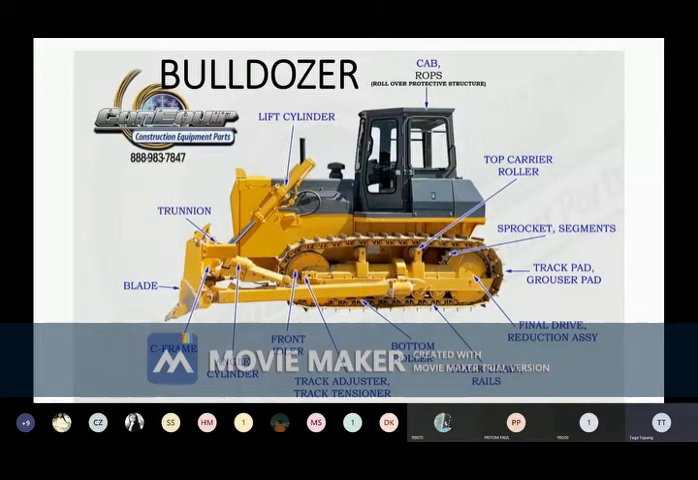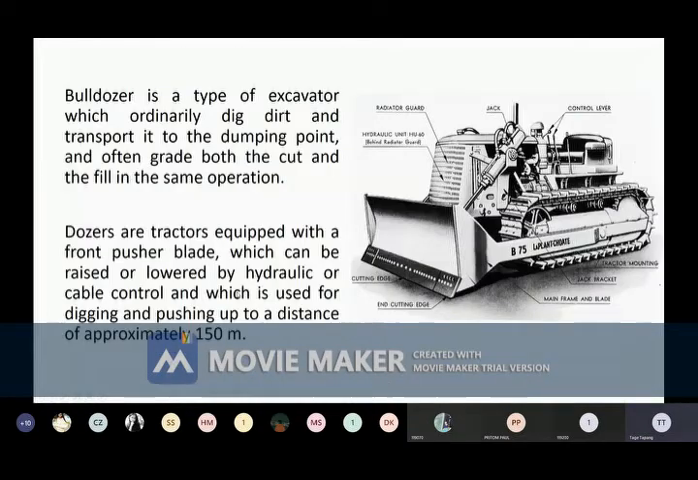All right. So these parts you have already seen. Basically, we'll discuss the blade of the bulldozer. So what is a bulldozer? It is a type of excavator which is used for digging and pushing the dirt or soil from one place to another. Normally, when we push it from one place to another, it is a short distance, like from the roadside, from the road to a nearby hill slope.